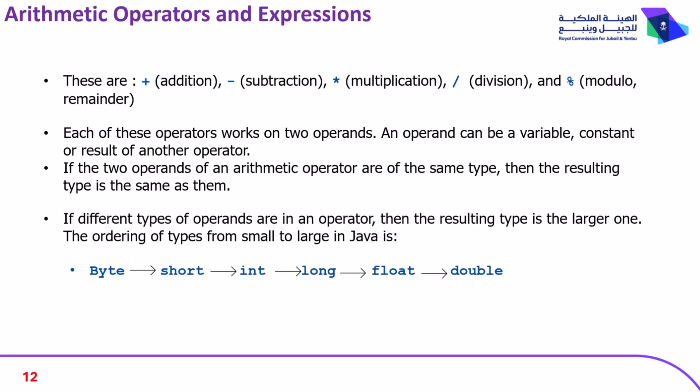Arithmetic operators. The basic operators in Java are addition, subtraction, multiplication, division, and the modulo or remainder operator. If both operands are the same type, the result will be that type. If they differ, the result will be the larger type. The order from small to large is byte, short, int, long, float, and finally double.